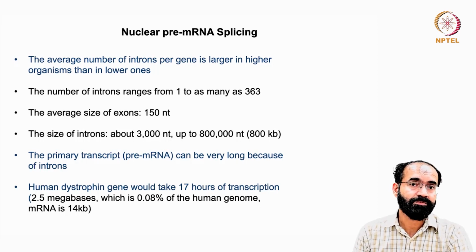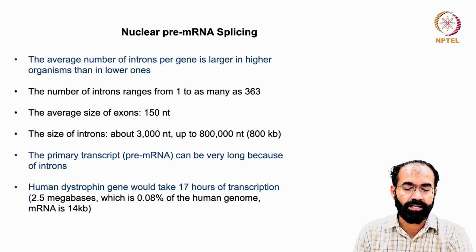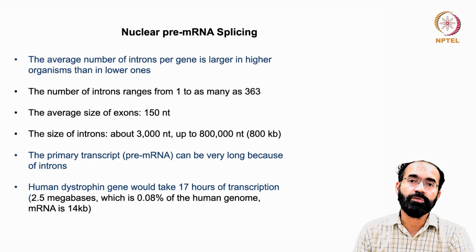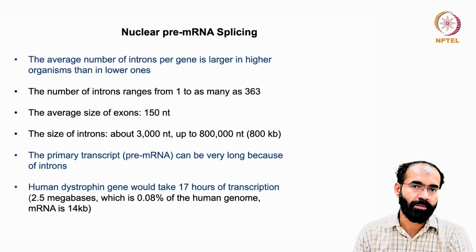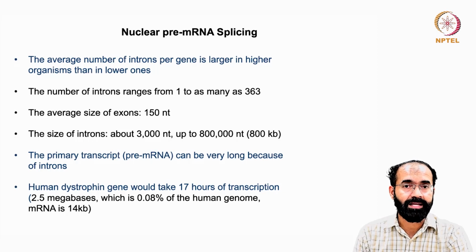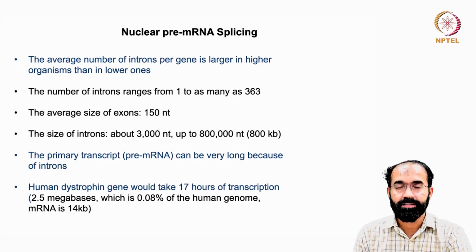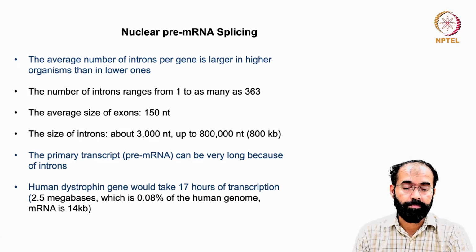Remember, 1000 bases is 1 kilobase, 1000 kilobases is 1 megabase. So you are talking about the single gene dystrophin, 2.5 megabases, which is about 0.08% of the entire human genome. One gene is occupying that much space, and the mRNA is only 14 kb. So the pre-mRNA, or the unprocessed mRNA, will be 2.5 megabases, which after splicing becomes 14 kb. Still it's a big protein, but it takes longer time. It takes around 17 hours for the transcription of this gene.